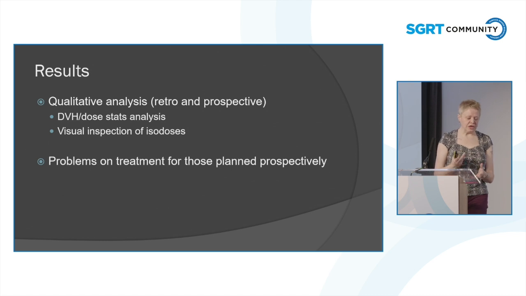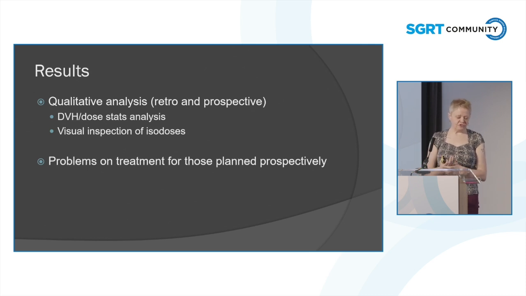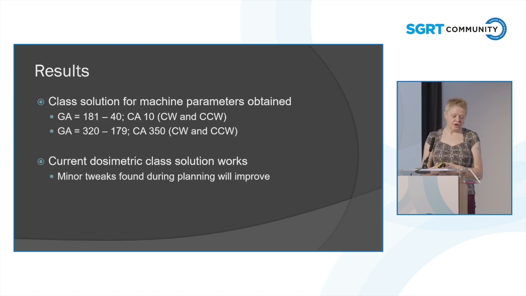So this is when it's a qualitative analysis. We're still crunching the numbers to see if we can get anything quantitative out of it. We're looking at DVH, dose stats, and the analysis, and any problems for those that were planned prospectively, because, of course, now we'd done the one prospectively, it was like, well, that was a red rag to a bull to me. Just anyone that came through after that got planned with couch kicks. But the two patients I'm going to show you next were part of the retrospective study.